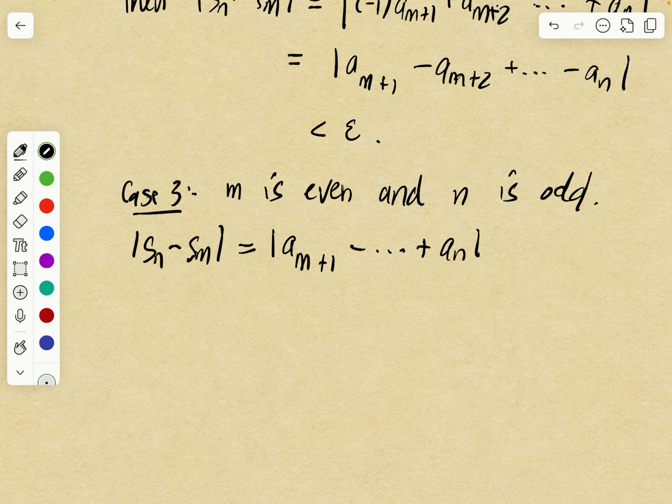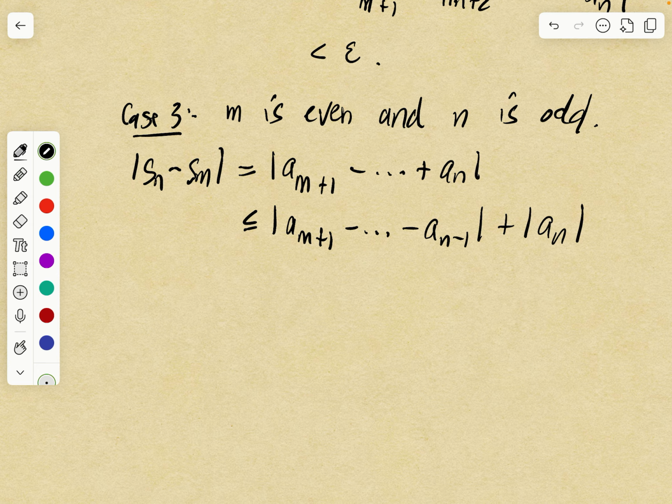So now I use the trick of using the triangle inequality. This is less than or equal to A sub m plus 1 minus dot dot dot minus A sub n minus 1, plus the absolute value of A sub n, right? By the triangle inequality. And now we use epsilon over 2. So this first one is less than epsilon over 2, and then the second one is less than epsilon over 2, and the sum is epsilon. So that's where I use the epsilon over 2 in case 3.